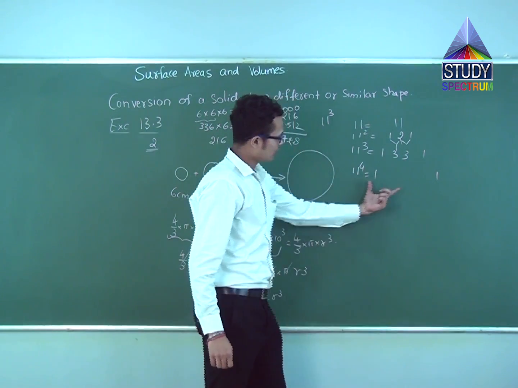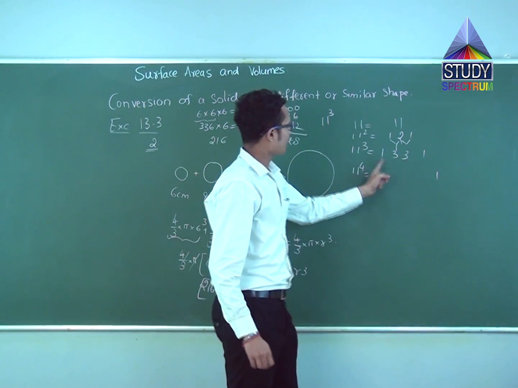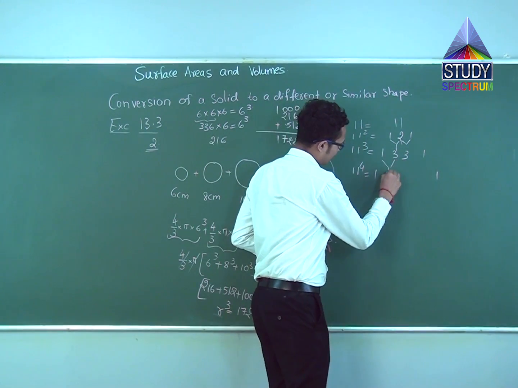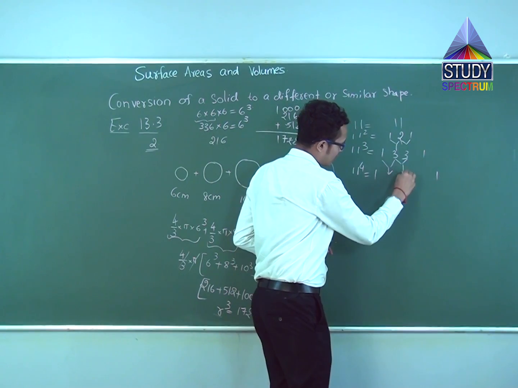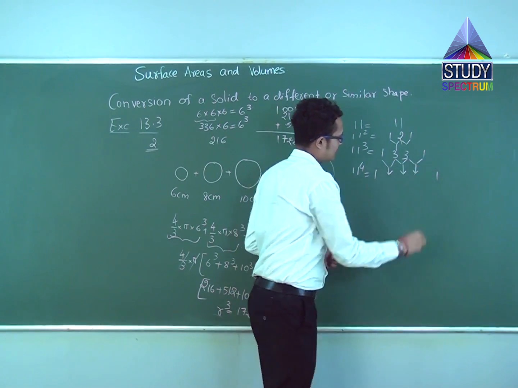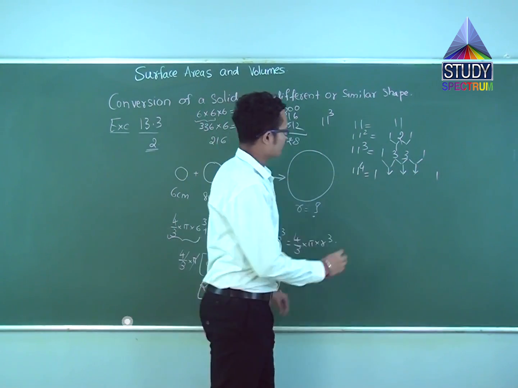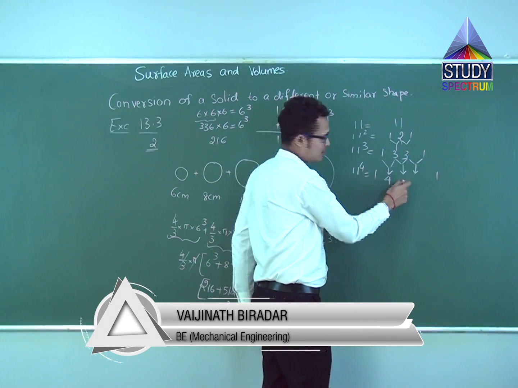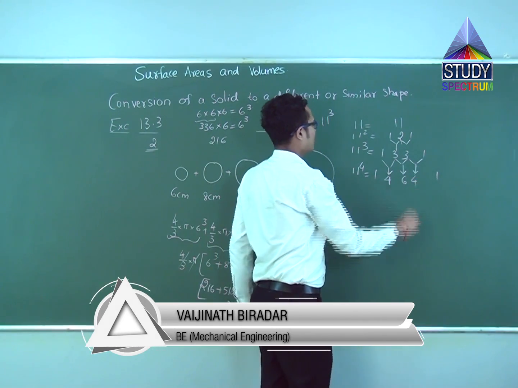So you have 11 power 4. You write 1 at the ends, and add 1 and 3 here, and place that value here. 3 and 3 here, and place that value here. 3 and 1 here, place that value here. 3 plus 1 is 4. 3 plus 3 is 6. 3 plus 1 is 4. That's how you do it.